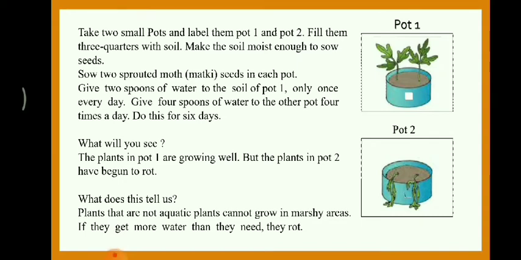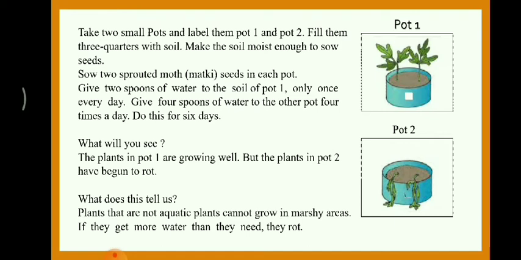Take two pots and label them as pot 1 and pot 2. Fill them with soil. Now sow some mudki seeds in both the pots. Give 2 spoons of water to pot 1 only once a day and give 4 spoons of water to pot 2, 4 times a day. Do this for the next 5 to 6 days.